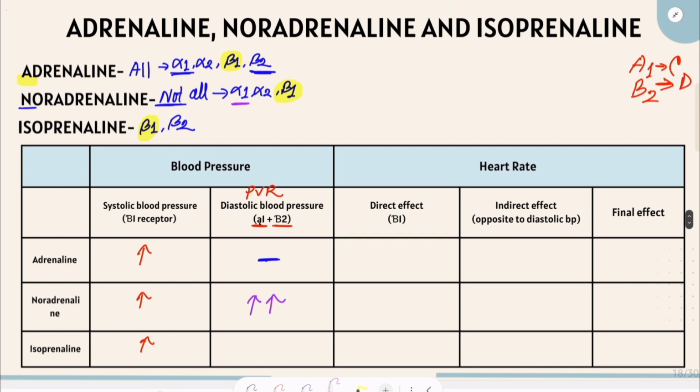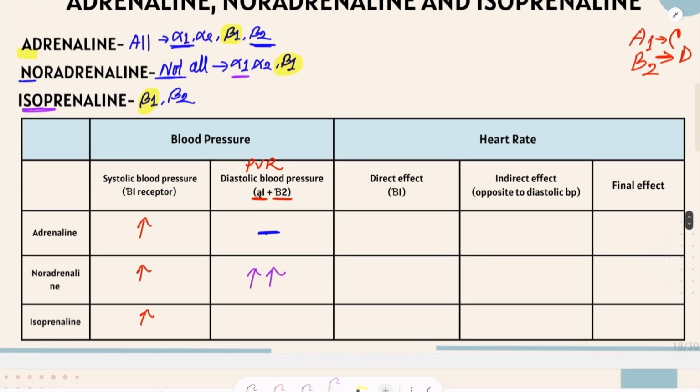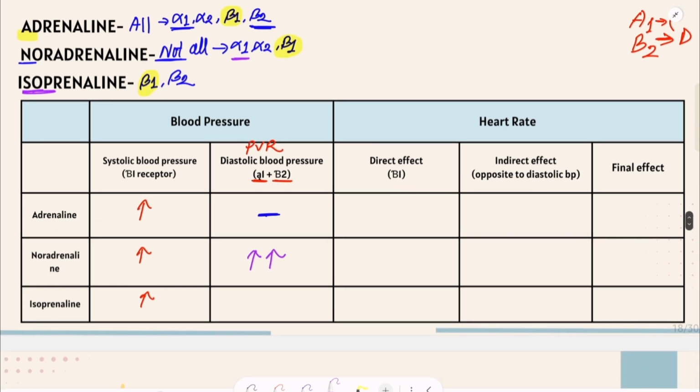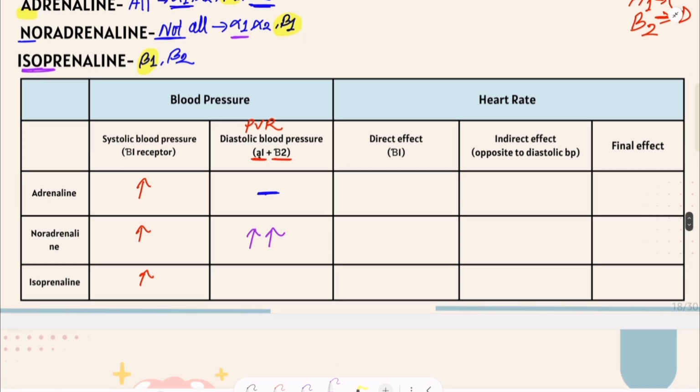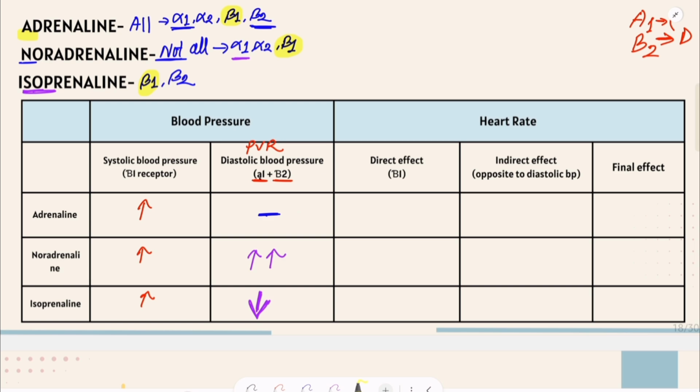And lastly, isoprenaline does not act on alpha 1 receptor. It only stimulates the beta 2 receptor, and beta 2 receptor stimulation causes vasodilation. This vasodilation will lead to a decrease in diastolic blood pressure. So we noted that all three drugs have different effects on diastolic blood pressure. Adrenaline has a negligible effect, noradrenaline increases diastolic blood pressure and isoprenaline decreases diastolic blood pressure.